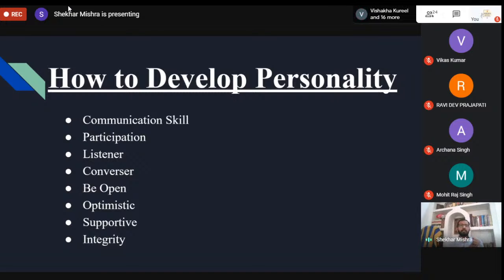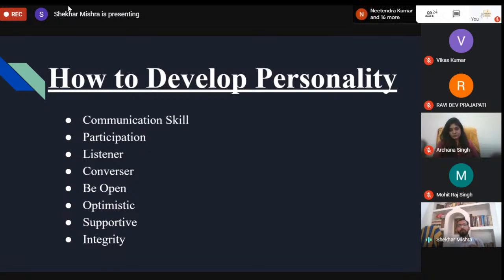Conversing is about how to exchange feelings, like you are able to understand me and I'm able to understand you. This is considered good for one's personality and one's overall development. Be open. Be open for what? For communicating with others, for participating in events, for listening to others patiently, for understanding others' feelings, and also for presenting your feelings and speaking up.